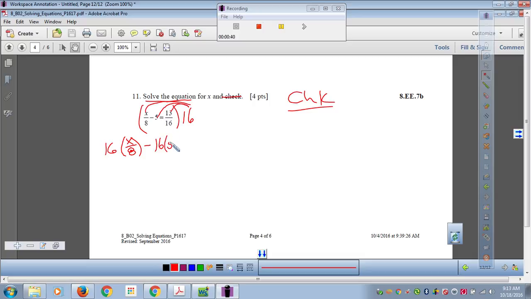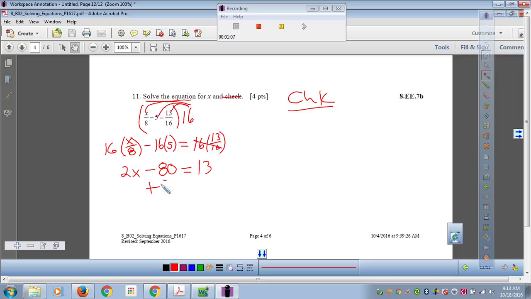Alright, so I'm going to show what I get when I distribute 16 to everything. I get 16 times each term. Now, 16 times x over 8, well, that's the same as 16 divided by 8, which is 2, times x, 2x. 16 times 5 is 80. And then 16 times 13 over 16, well, the 16s cancel out and you get just 13.